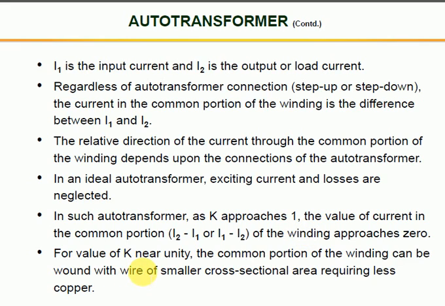For a value of K near unity, if we want the value of K to be maximum, it could be at most 1. The common portion of the winding can be wound with wire of smaller cross sectional area and requires less copper. K can be greater than 1, but if we want it to be 1, it means we want the number of turns in primary and secondary to be similar.